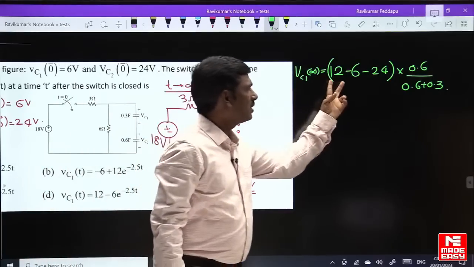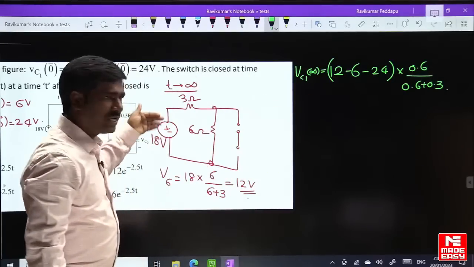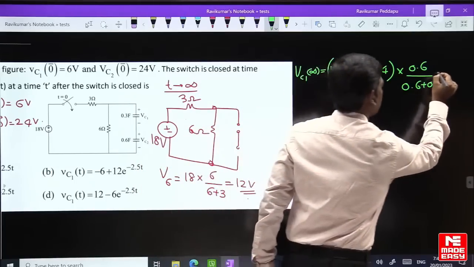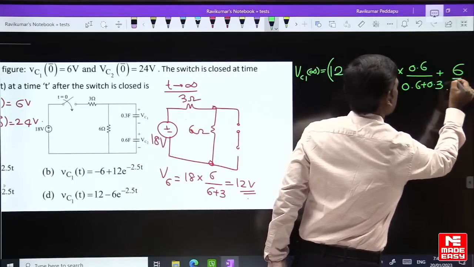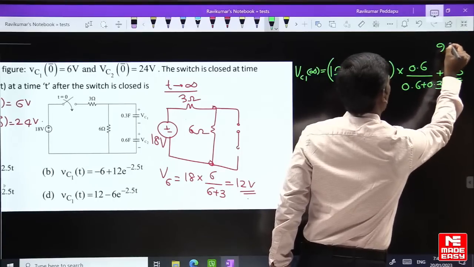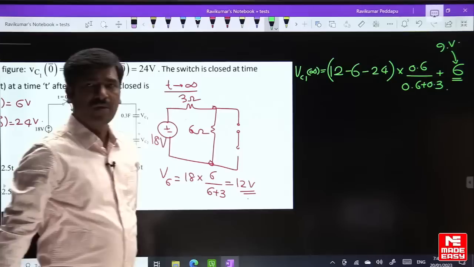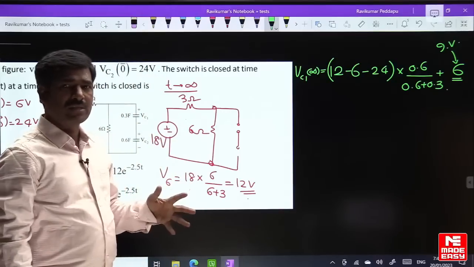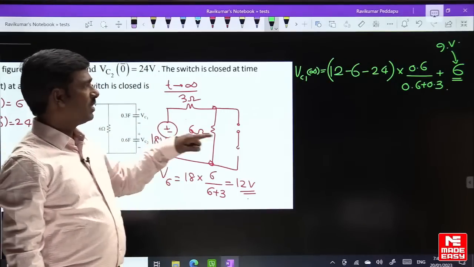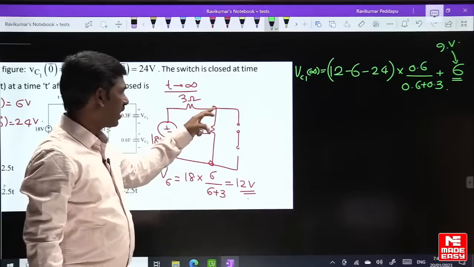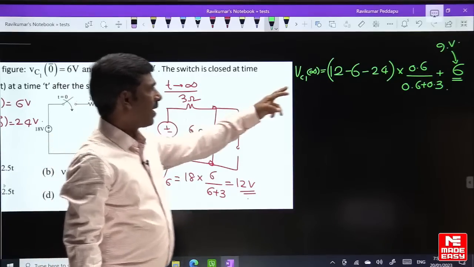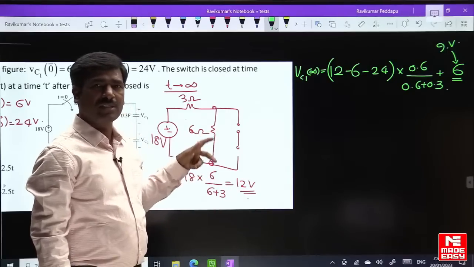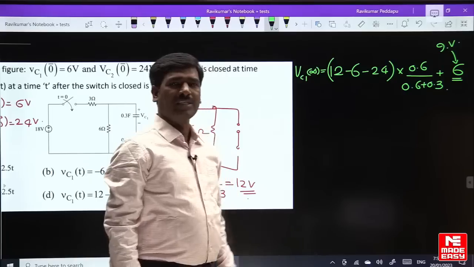This is the most important. If there are no initial voltages across the capacitors, directly take them as zero. Plus here we are adding the 6, which is the initial voltage. If you want, you can use the Laplace transform. Without the Laplace transform, how to find Vc1 of infinity? You use 12 volts, the voltage across 6 ohms, minus the initial voltage across the capacitor C1, which is minus 6 minus 24, into 0.6 by 0.6 plus 0.3.